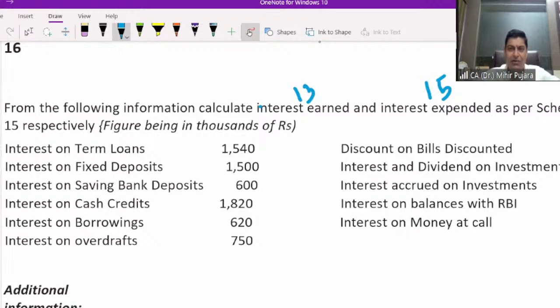Interest on term loan. Yes, guys, it is 13. Interest on fixed deposits. Yes, guys.